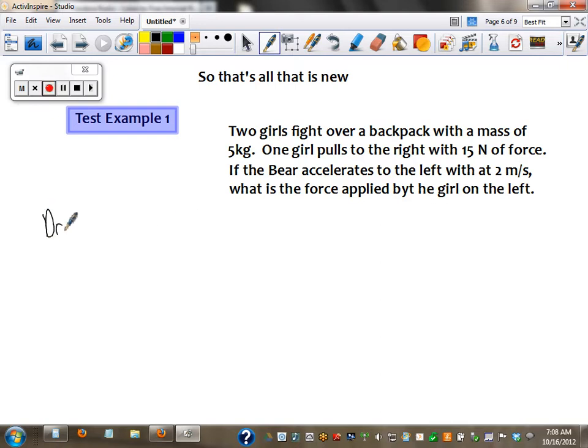First thing I want you to do is draw it. So pause the video and try to draw it. Here's the answer. Two girls fight over a backpack that's 5 kilograms. One girl pulls to the right with 15 newtons. If the bear accelerates, so I know mass equals 5. Acceleration equals 2 meters per second squared. What's the force by the girl on the left?